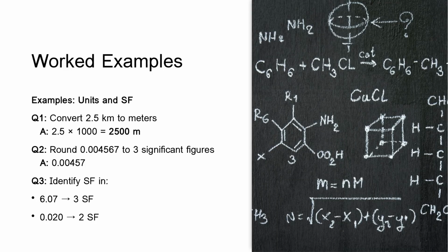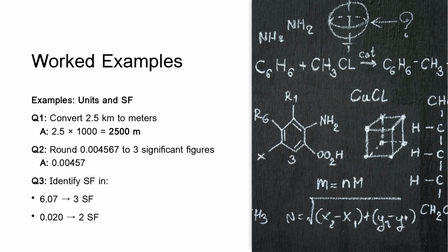Let's put theory into practice with some examples. First, a conversion. If we have 2.5 kilometers and want meters, we multiply by the kilo factor of 1,000, giving us 2,500 meters. Next, rounding. If a calculator gives you 0.004567 and you need 3 significant figures, you look at the fourth digit, the 7, and round up the 6, giving you 0.00457.